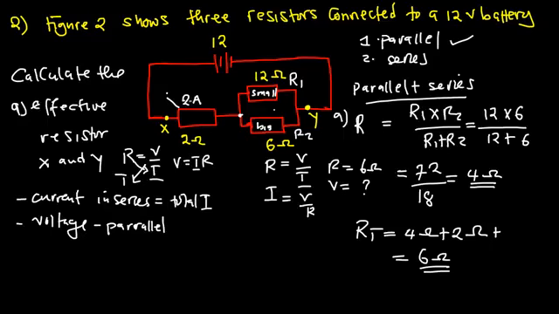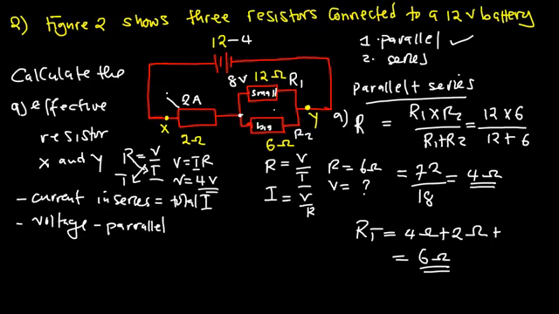So what is the current here? The current is 2. What is the resistor? It is 2. So we can safely say that the voltage here is 4 volts. From 12, if we subtract 4, what remains is 8.